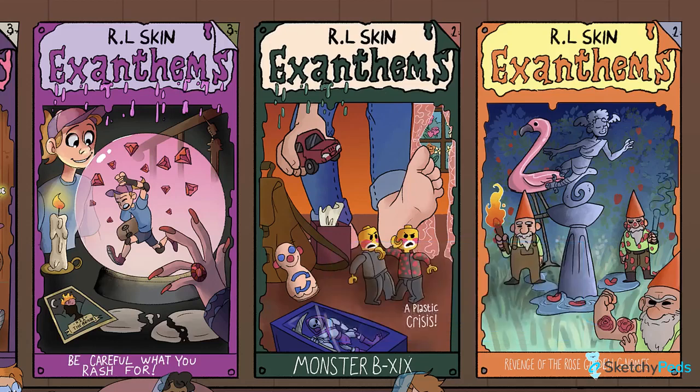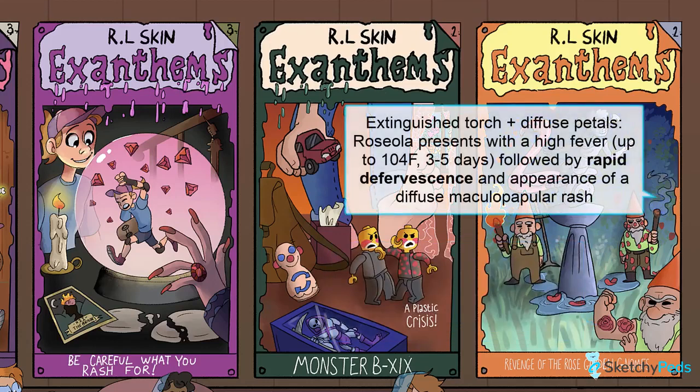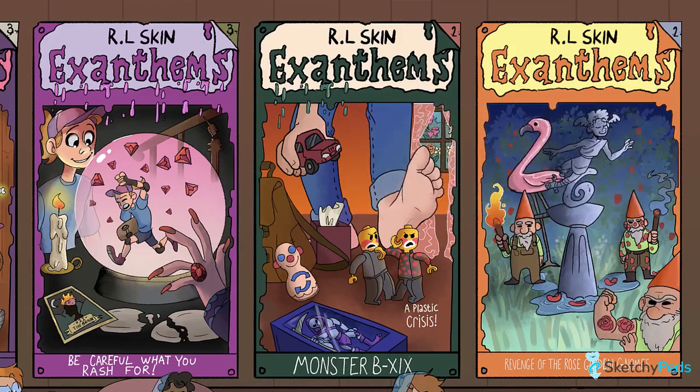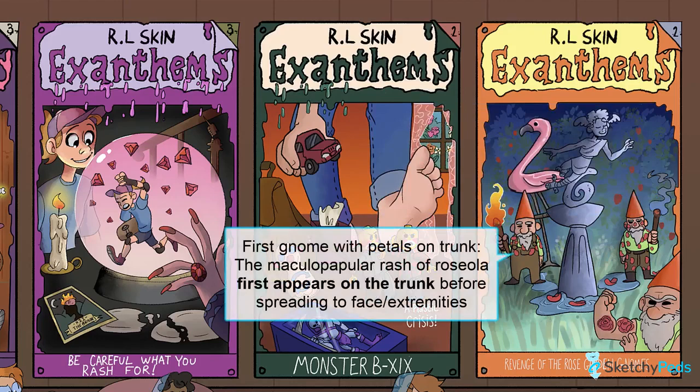Nice. While roseola will typically present with the abrupt onset of fever as high as 104 Fahrenheit, remember, big torch, children will also be otherwise well-appearing, with the fever typically lasting 3 to 5 days before undergoing rapid defervescence. This is illustrated by the second gnome's extinguished torch. This is also the time that the maculopapular rash on the trunk appears, which then spreads to the face and extremities. You'll see this illustrated by the fact that our first gnome has red petals on his trunk, while our second gnome has petals on his trunk, his creepy little face, and even his creepy little arms and legs.